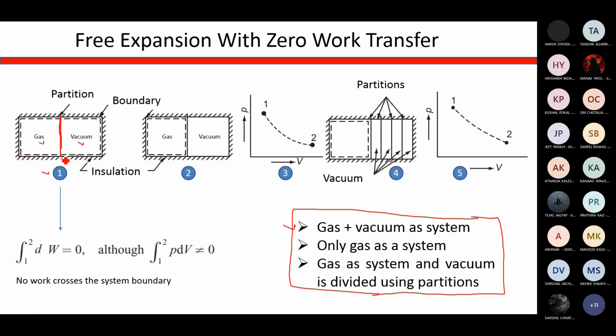So what you have to do is take out this partition and allow the gas to expand. This is the first experiment we are talking about. Neglect the resistance offered due to the removal of this partition. So ignore what is happening to the partition. Just take out the partition and allow the gas to expand. This is the first scenario. So do you think there is work involved in this process when the gas expands?